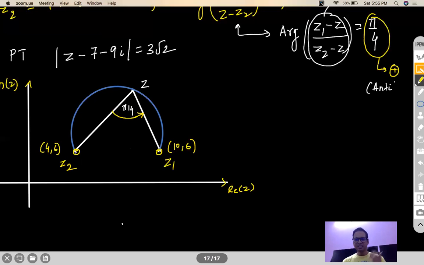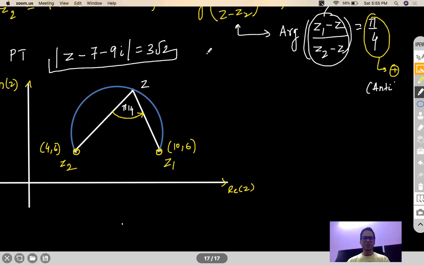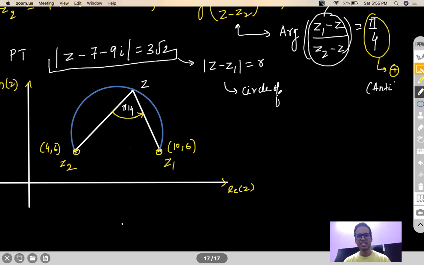Now, let us look into the motive of the question setter. The question setter basically is asking me to prove this. Now, when you look at it, the first thought that comes to your mind is of this. Basically, it says that it's a circle with center Z1 and radius r, right? So basically the question setter wants to ask you, where is the center of this arc, and what is the radius of this arc?